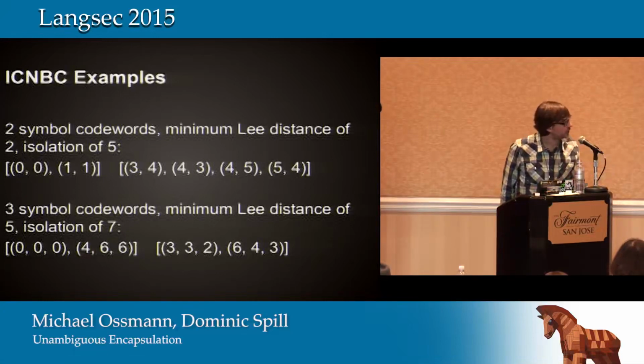Then we have a symmetric code example here at the bottom, where we had code words that were 3 symbols long and had a minimum Lee distance of 5 and a minimum isolation of 7.